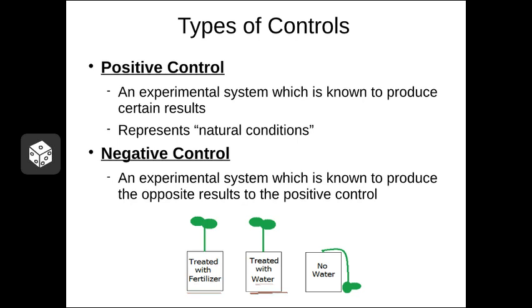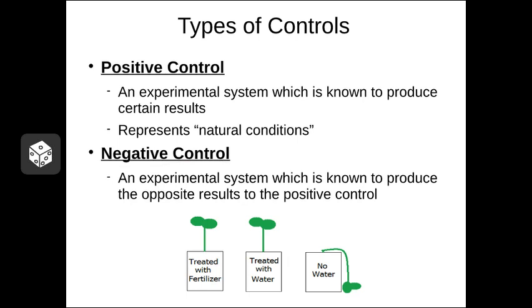Now, this particular type of control is known as a positive control. It's known to produce certain results, and positive controls usually sort of represent the natural conditions before you started changing things. Another type of control that is sometimes used is known as a negative control. In a negative control situation, typically something is removed so that you get the opposite results to the positive control. Negative controls are not always necessary, it just depends on the experiment that you want to do.